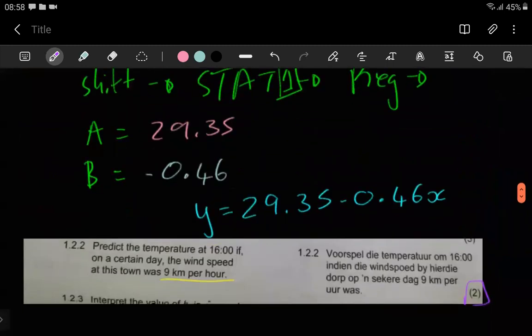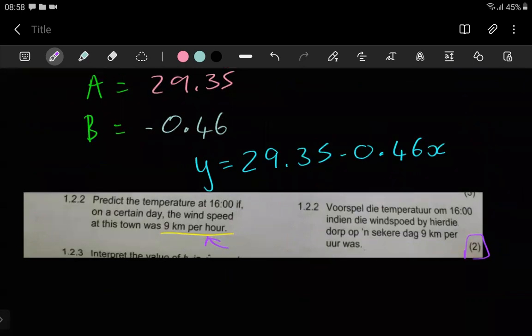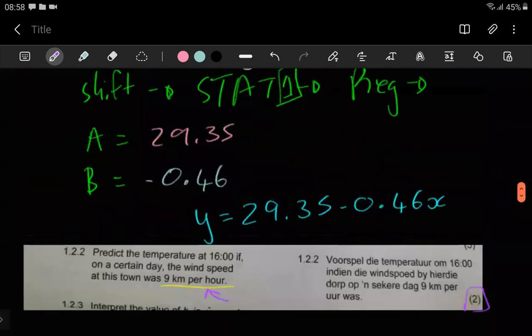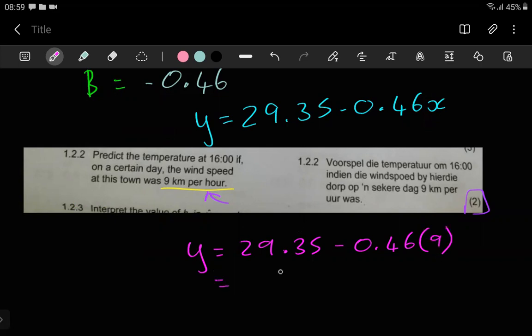So if they're giving you a specific wind speed, they're giving you a value of x so that you can get a value of y. Wouldn't you put in 9 for x? Yeah, you would. Y equals 29.35 minus 0.46 times 9. After putting all this in the calculator, what do you get? That gives you 25.21.